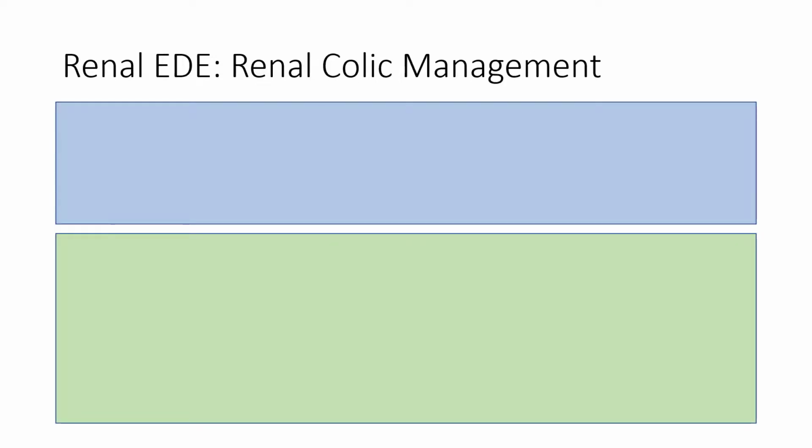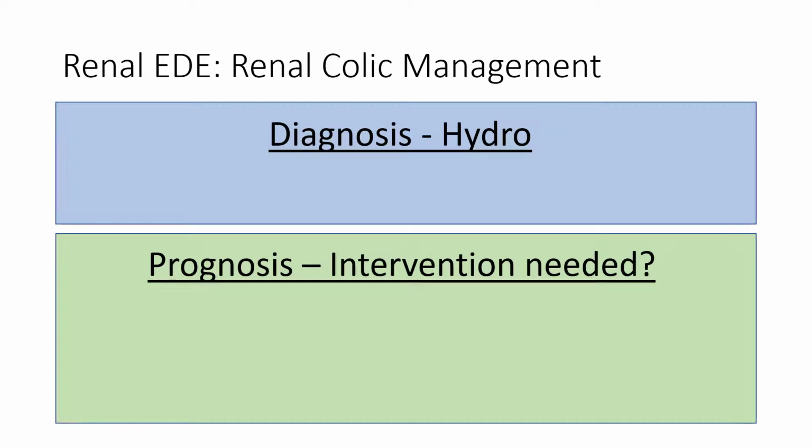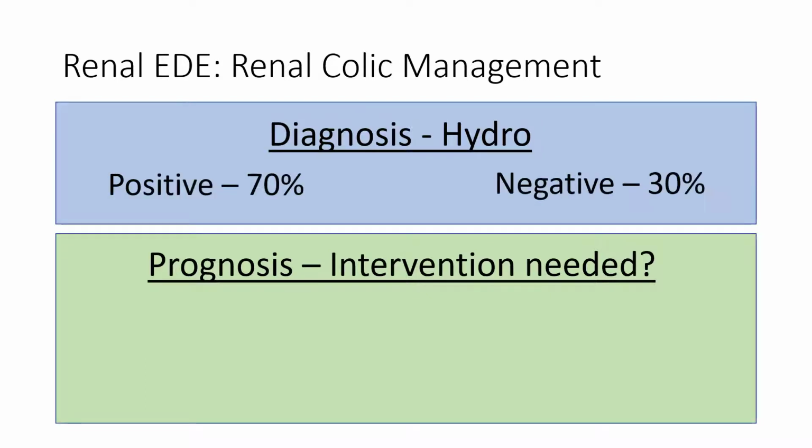How does your renal EDE result help you? In two ways: diagnosis and prognosis. In a case like the one I presented, where the diagnosis is unclear, a positive scan will usually help clinch the diagnosis of renal colic. Here, all you need is a binary result, positive or negative.